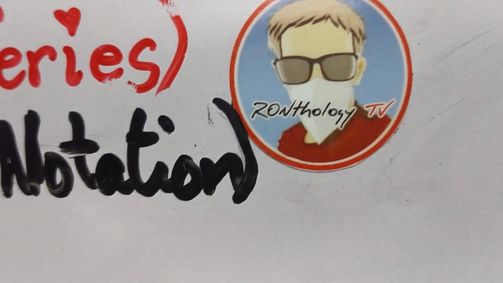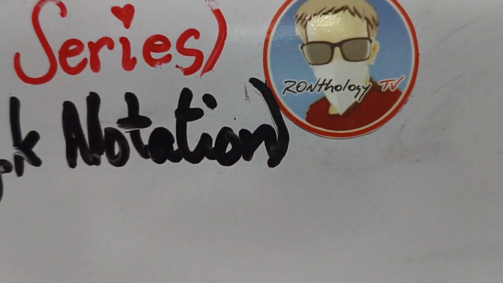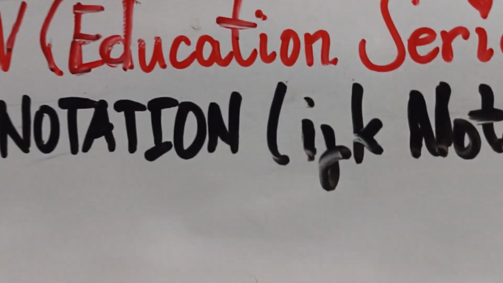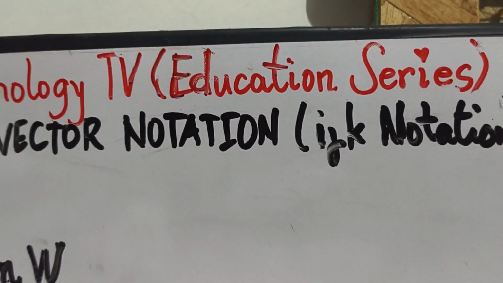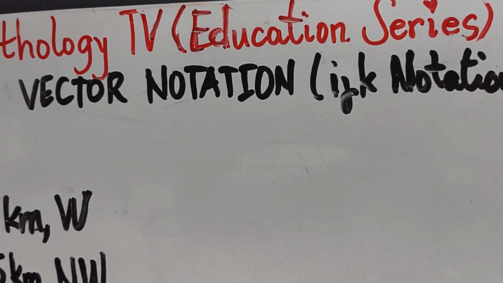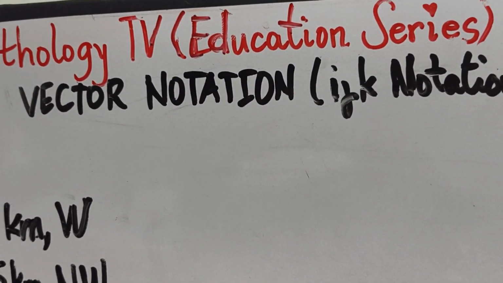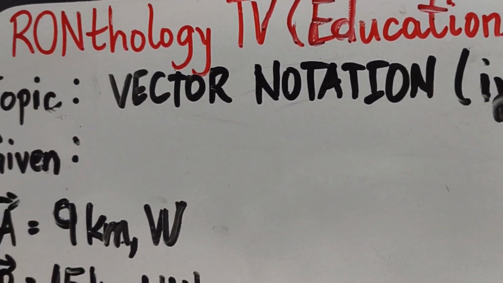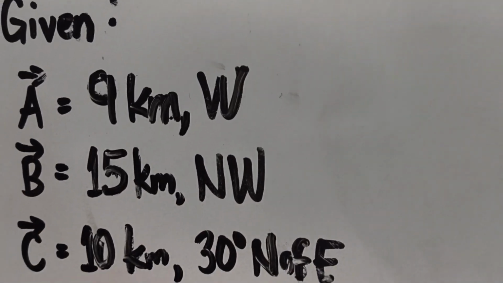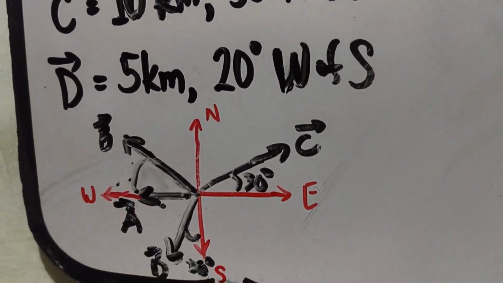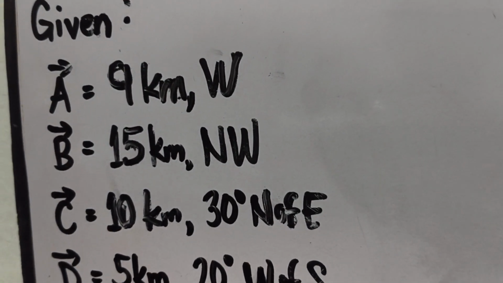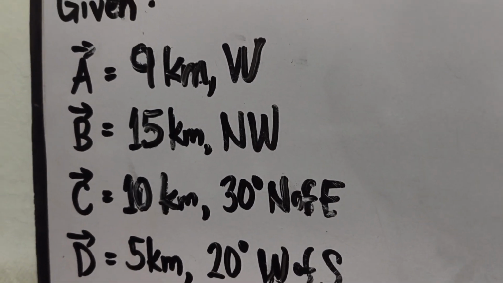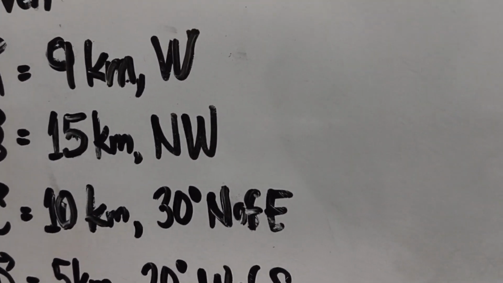Good evening, ontologists. In this video, we are going to discuss vector notation, also known as the IJK notation. Remember that i represents the x component, j the y component, and k the third dimension or the z component of a vector. Given the following vectors, actually these are the same vectors that I used in the video about the component method. I will be using the same vectors para hindi na kayo malito.